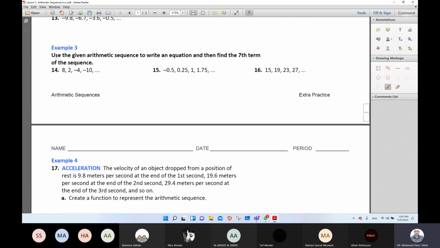In this example, use the given arithmetic sequence to write an equation and then find the seventh term of the sequence. For example, here 14. And at the first step, find the common difference or the slope, the value of D. Here we have 8, then we have 2. It means 2 minus 8 equals minus 6. Minus 4 minus 2 equals minus 6. So it means D equals minus 6.